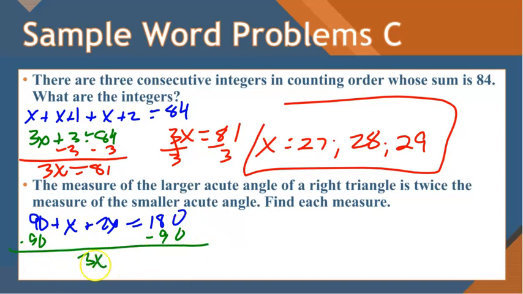So I have 3x equaling 90. To get x by itself, I'm going to divide by 3. X is going to equal 30. So that means one of the angles is 30. The other one's going to be 30 times 2, which is 60. And we already know the other one was 90 because that's the right triangle. So that is our lesson on solve equations with 2 operations.